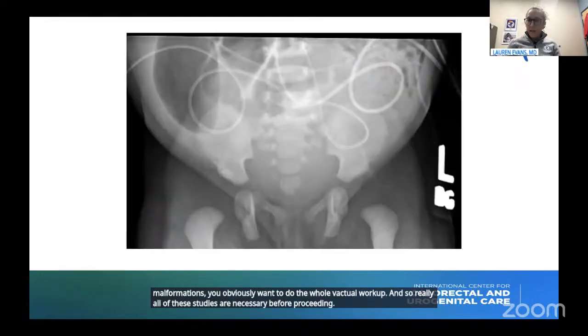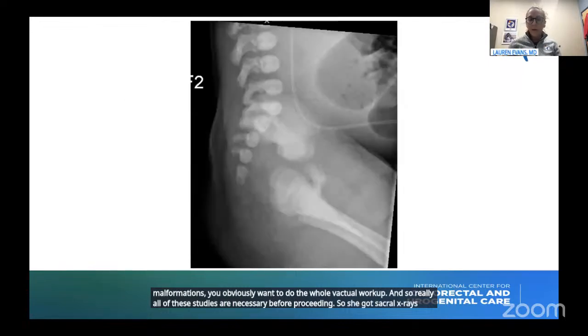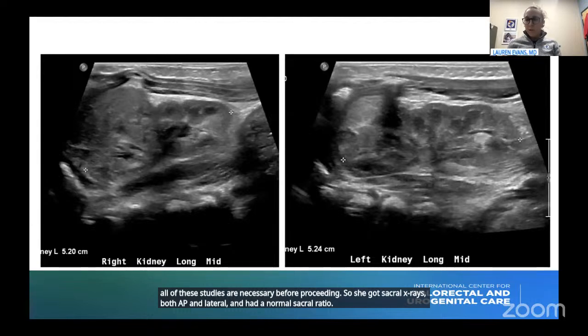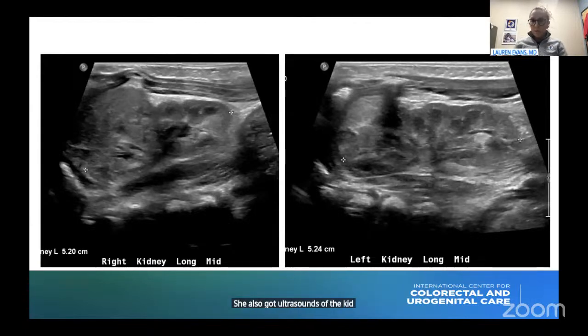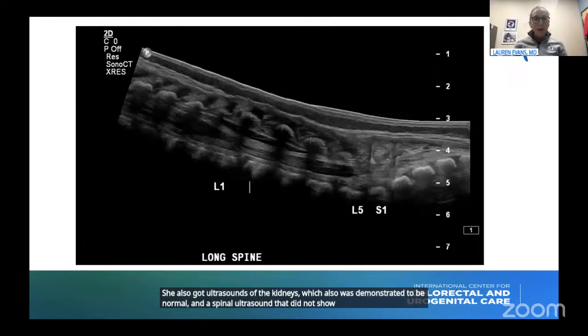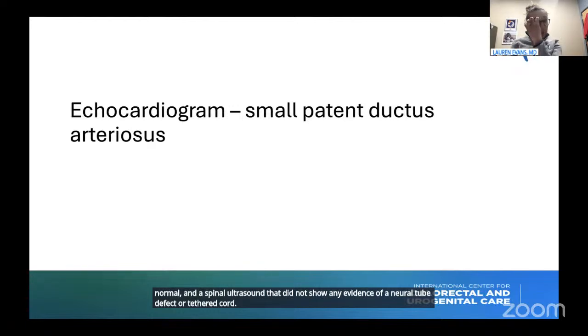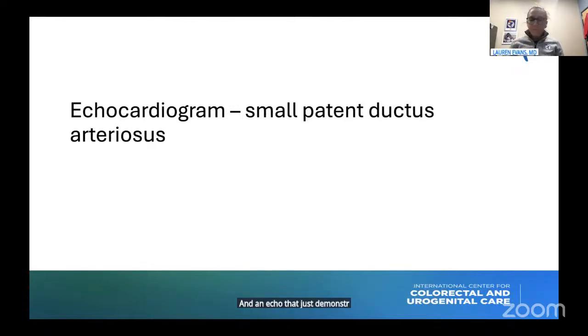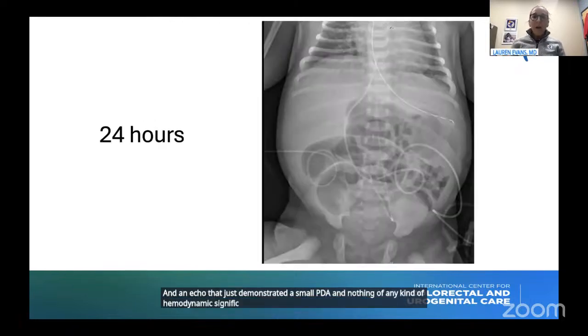So she got sacral x-rays, both AP and lateral, and had a normal sacral ratio. She also got ultrasounds of the kidneys, which also were normal, and a spinal ultrasound that did not show any evidence of a neural tube defect or tethered cord. And an echo that just demonstrated a small PDA and nothing of any hemodynamic significance. At 24 hours, we did get another x-ray, and it demonstrated this.